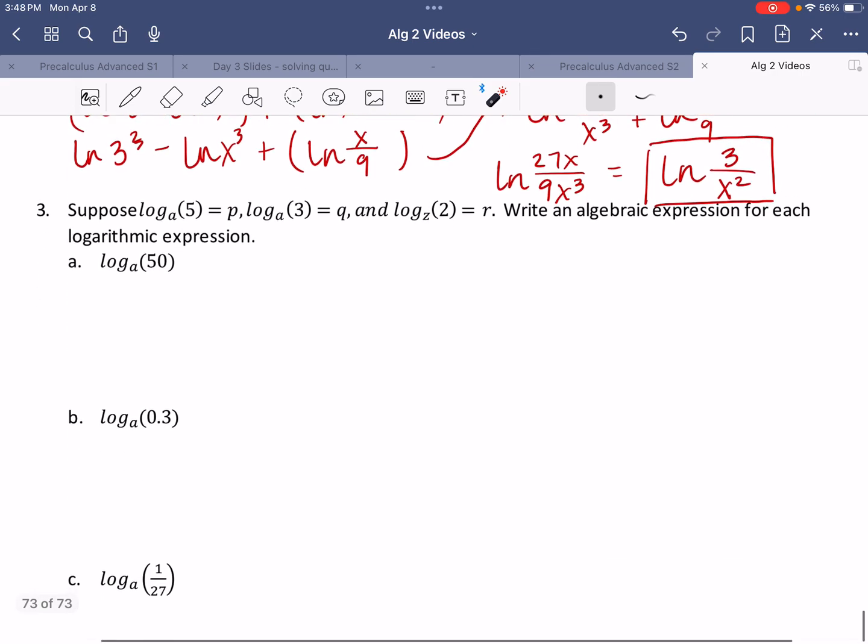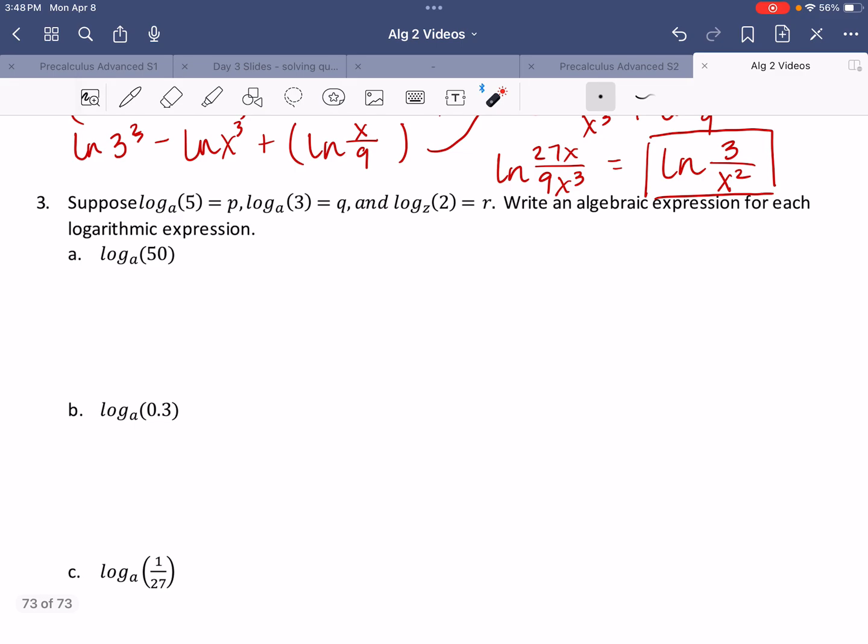All right, y'all, one other application, I guess, different way you could be asked this. It says, suppose that the log base a of 5 is p, log base a of 3 is q, and log base a of 2 equals r. Write an algebraic expression for each logarithmic expression. Okay, so turn this log into something algebraic.